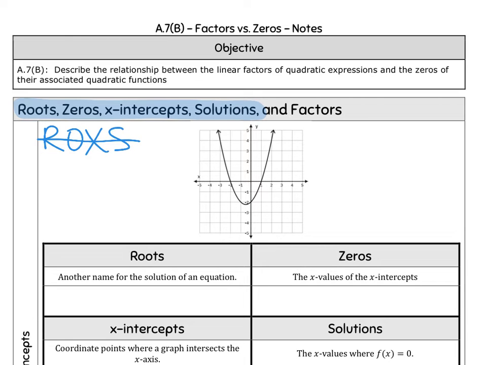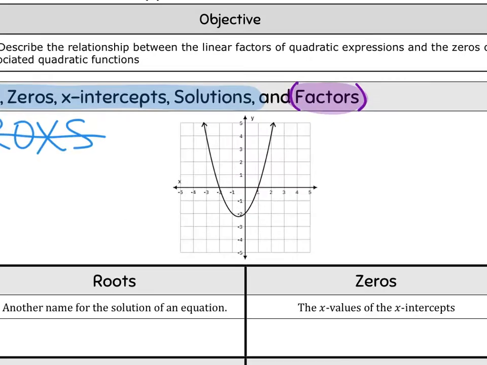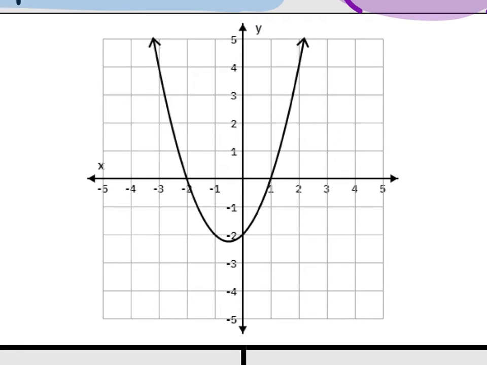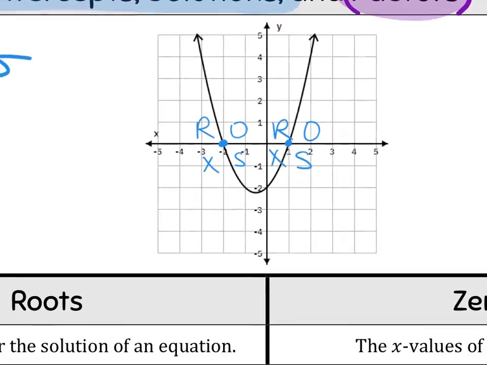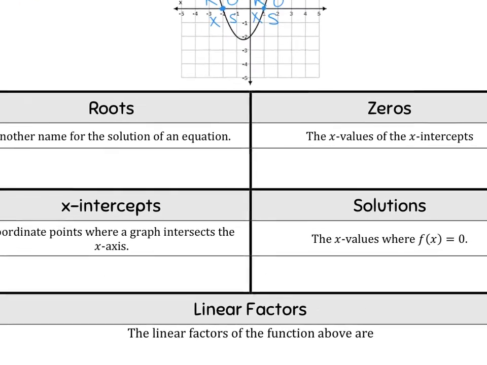We're also going to talk about how that relates to its factors. And remember, factors are the parentheses things. After you do the X puzzle and solve it, you find the factors. So right now, on this graph that you can see on your screen, what are the ROXS? On the x-axis is -2 and 1. We're going to write the ROXS next to these so that we remember that it's the roots, the zeros, the x-intercepts, and the solutions. That's super important for us because all of those vocabulary words mean the same thing.